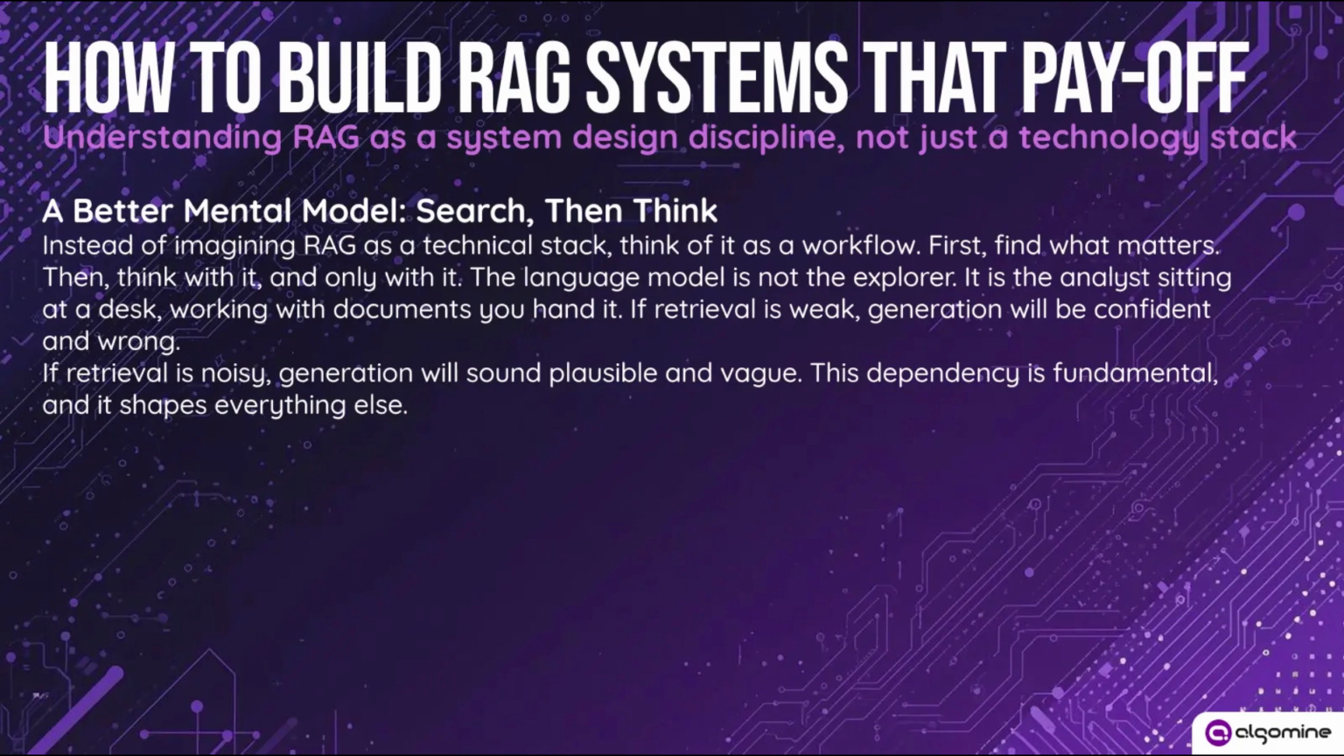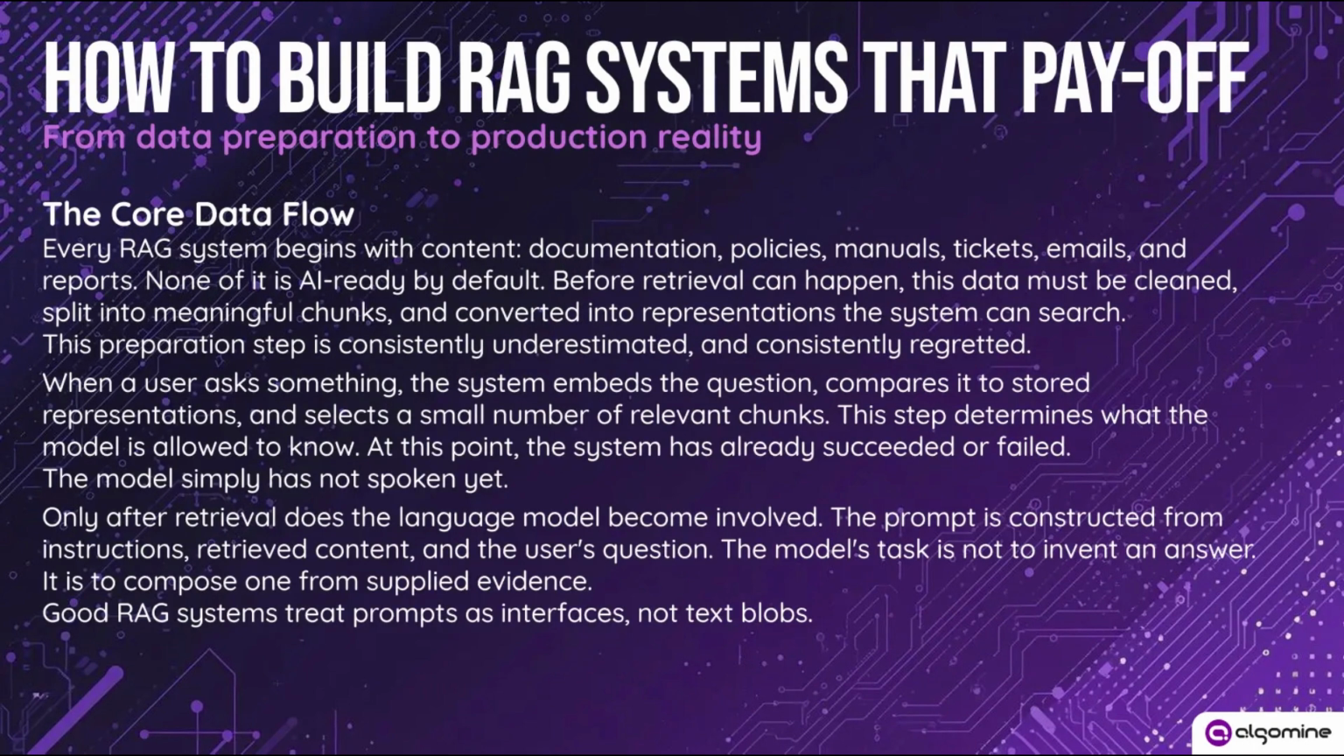If retrieval is weak, generation will be confident and wrong. If retrieval is noisy, generation will sound plausible but vague. Every RAG system begins with content: documentation, policies, manuals. None of it is AI ready by default. Before retrieval happens, data must be cleaned, chunked, and embedded. When a user asks something, the system retrieves relevant chunks. This step determines what the model sees. At this point, the system has already succeeded or failed. The model just hasn't spoken yet.